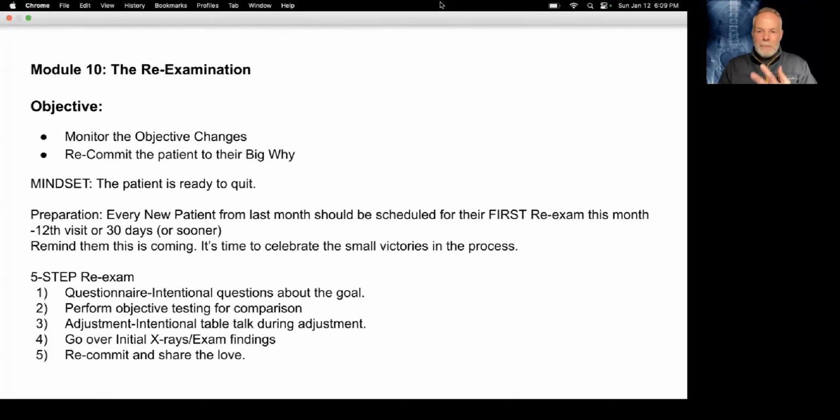So now we're going to go through the 5-step re-exam process. So it's very simple. We tried to narrow it down so that that re-exam happened in 5 minutes or less from the doctor time. I wanted to be in the room for 5 minutes or less with that re-exam patient, and that included the adjustment. So this was our process. There's different ways to do this, but this was the process that worked really well.